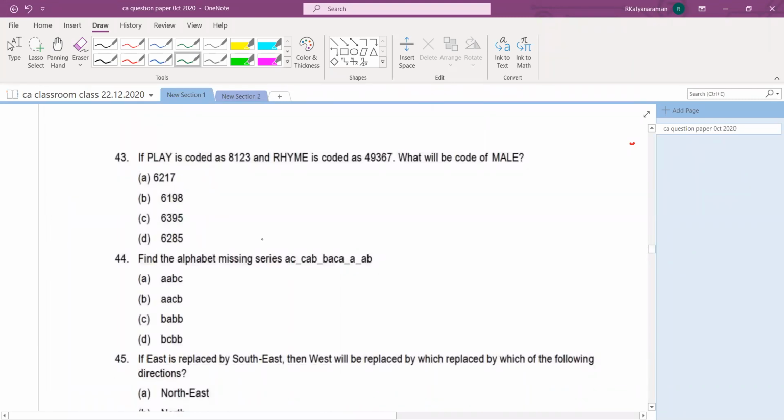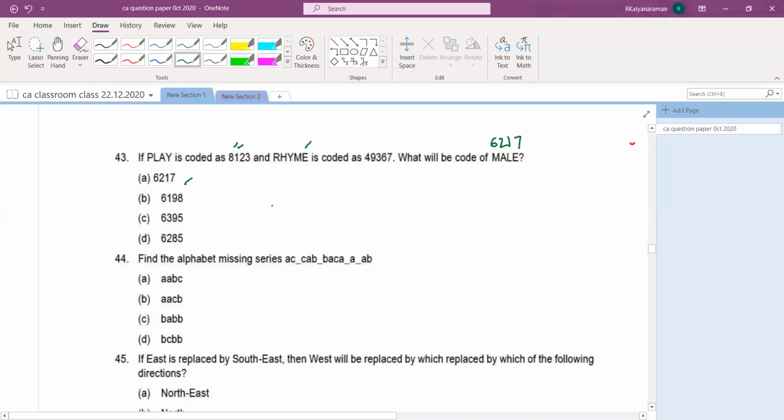If play is coded as 8123 and rhyme is coded as 49367, what is the code of male? So you can see that male is here, 6. So this is going to be 6. A will come from here. So 2. L will also come from here. So 1. E will come from here. 7. So 6217. Yeah, I think A is the choice.